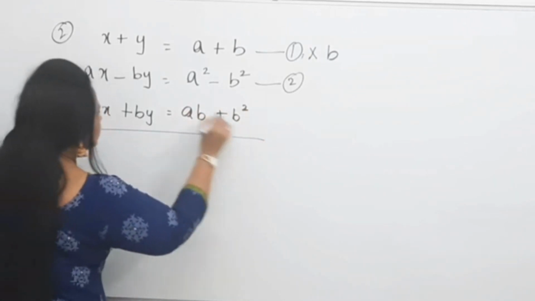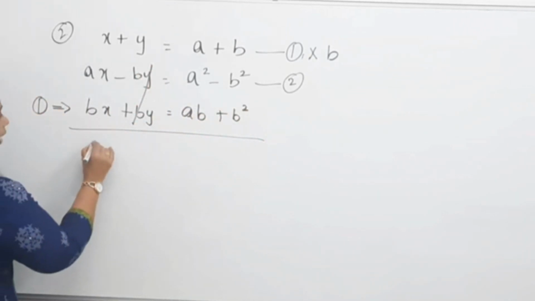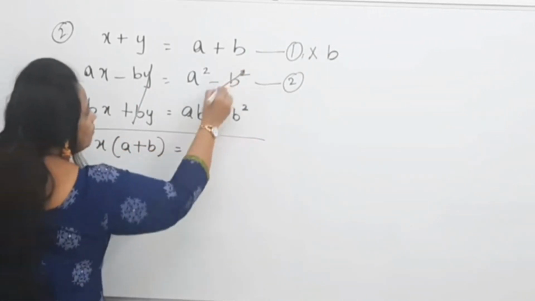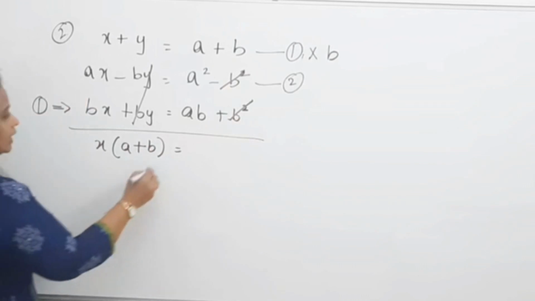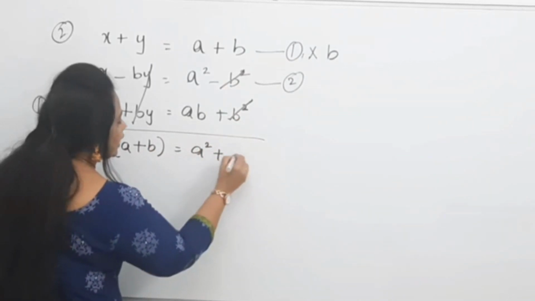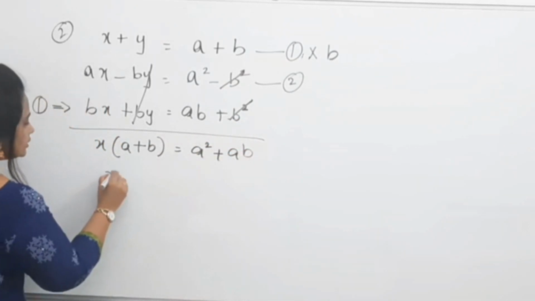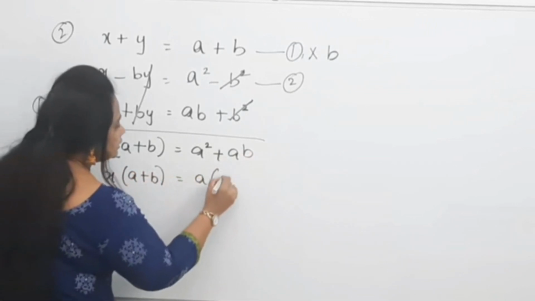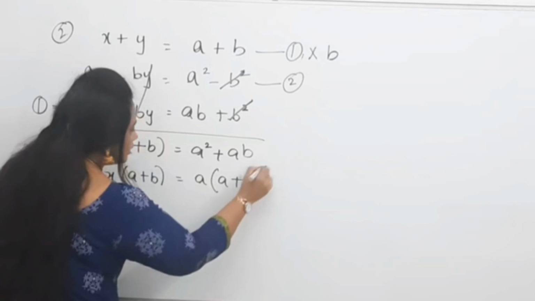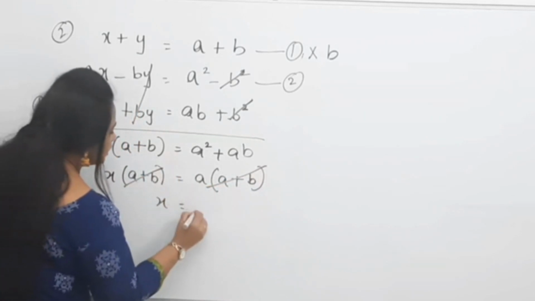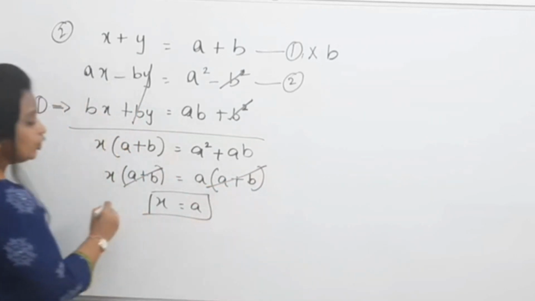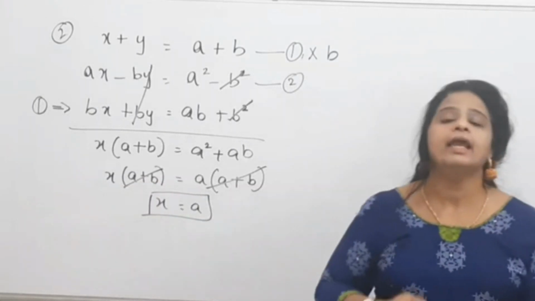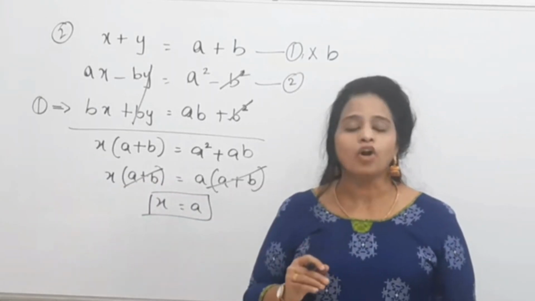So now I'm going to add, this gets cut. Now x is the common, so a plus b is equal to minus b square plus b square gets cancelled. So a square plus ab. In this, x into a plus b is equal to a is common, take it out. So a plus b, that gets cut. So my x is equal to a. So you will get a value for x in terms of a or b.